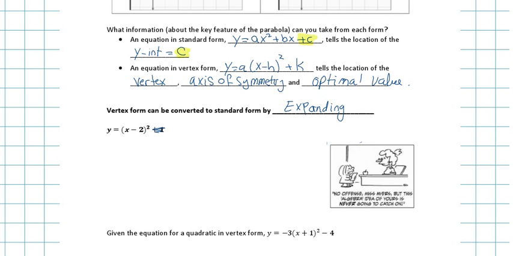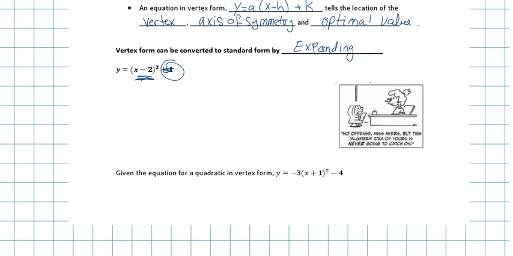Now the difference here is that you do the FOIL, but at the end you're going to add 1 to it. So it's the same thing as the FOIL that we just did. I have to write this twice, and then I add the 1 at the end. You don't want to forget that 1 because it will mess up your whole equation.